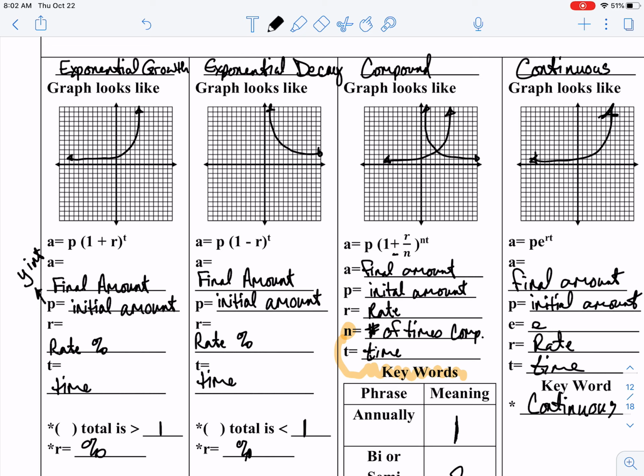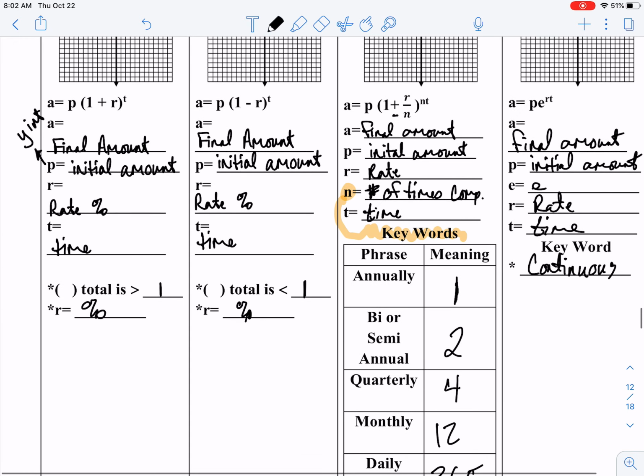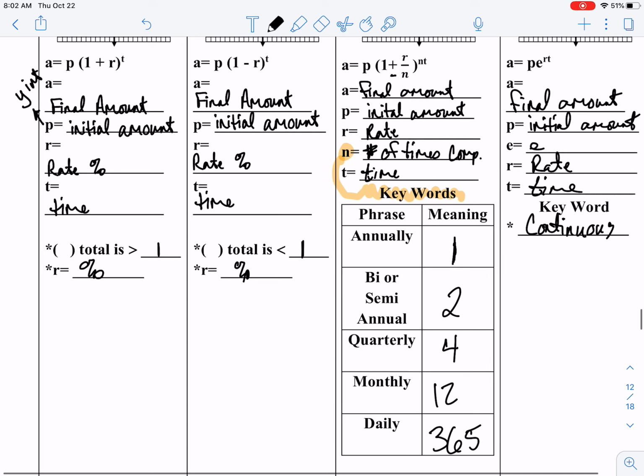Compound, you'll see the word compounded and then phrases. Annually means 1 time in a year, bi or semi-annually 2 times in a year, quarterly 4 times, monthly 12, daily 365, because time is all based off of years, or you need the same unit of measurement.